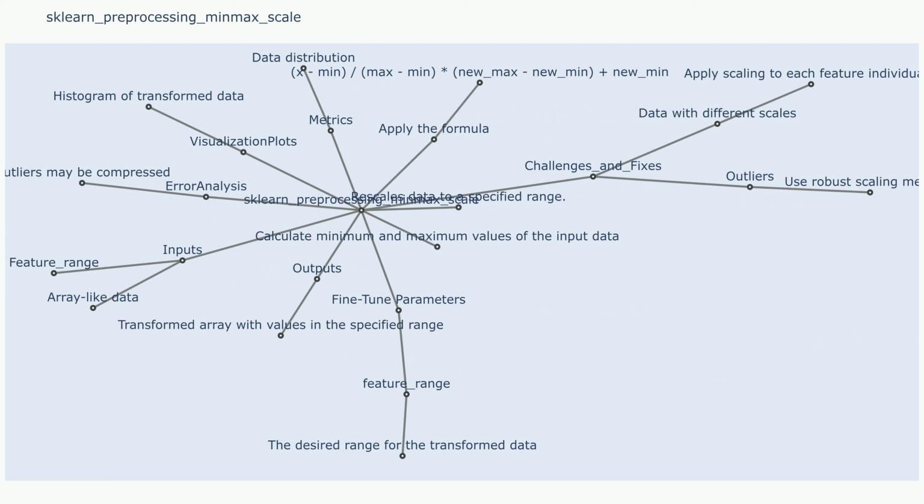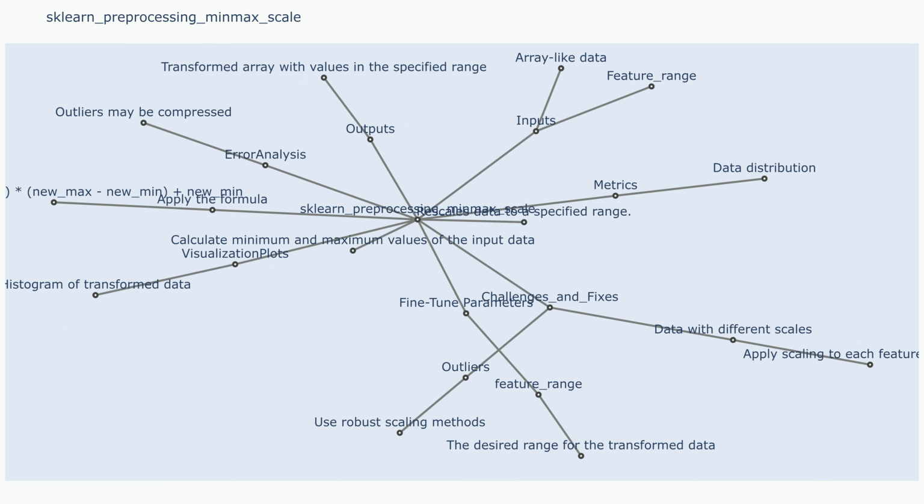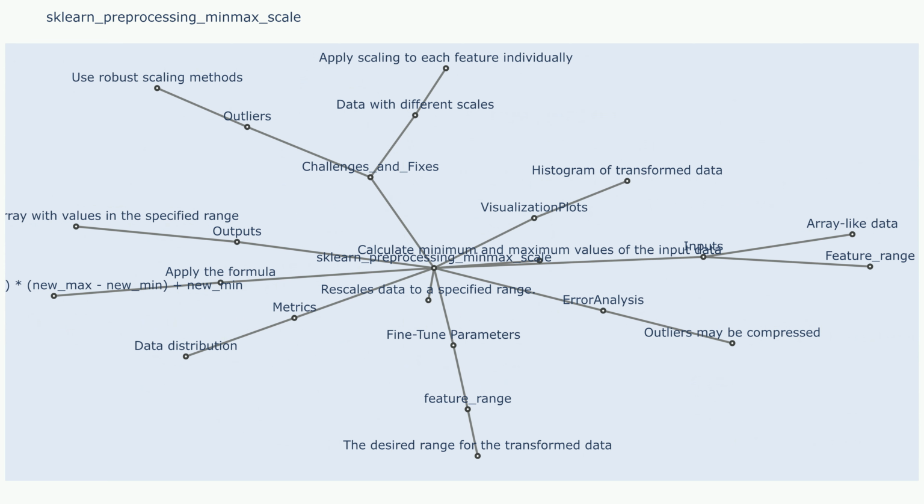Steps: calculate minimum and maximum. The scaler determines the minimum and maximum values for each feature in the input array. Feature scaling for each feature. The scaler applies the following formula to transform the values: scaled value equals (value minus minimum) divided by (maximum minus minimum), times (new maximum minus new minimum), plus new minimum. Metrics: scaled range, the scaled range of values for each feature after applying the transformation.